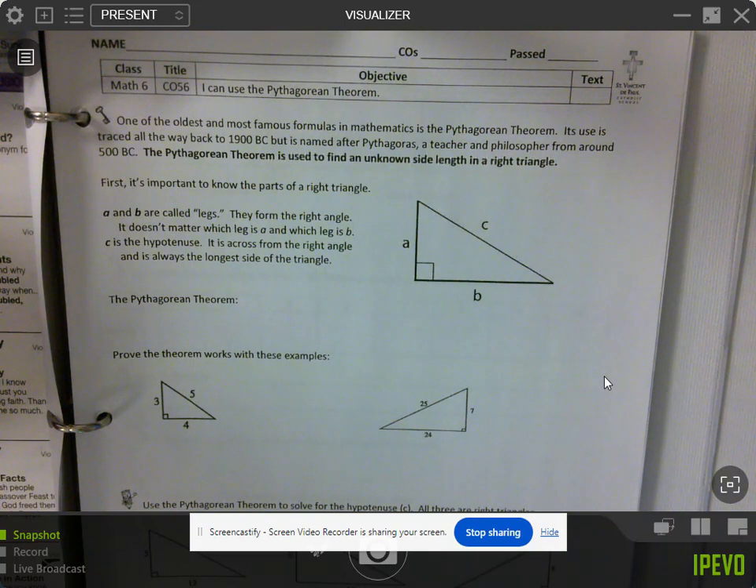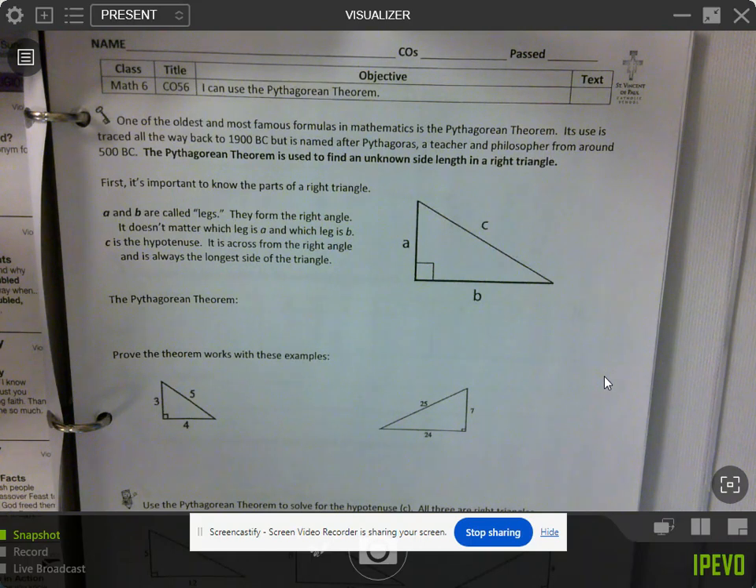One of the oldest and most famous formulas in mathematics is the Pythagorean theorem. Pythagoras is the mathematician that figured out this theorem. Old guy. Its use is traced all the way back to 1900 BC, before Jesus. But it is named after Pythagoras, a teacher and philosopher from around 500 BC.